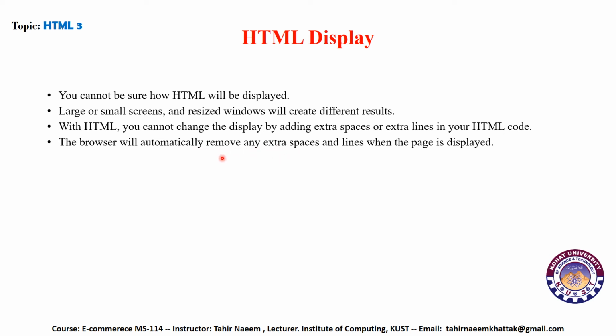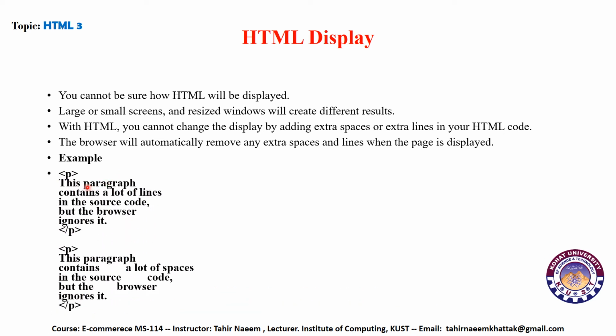So the browser will automatically ignore any extra spaces or lines we inserted inside our code, and it will be displayed without any spaces or lines. So here I am giving you an example. Paragraph. This paragraph contains a lot of lines in the source code, but the browser ignores it. Here I am writing a paragraph. Here I have started a paragraph and here I have ended it.